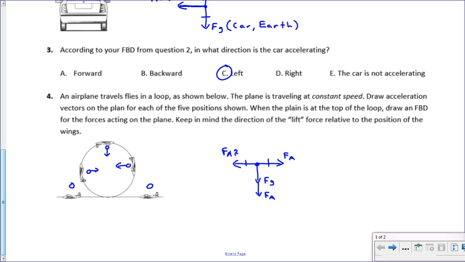You could have left off the propulsion and the air resistance force in this one and just had the two downward forces. I think that would have made sense as well. But as it's an airplane and it's going pretty fast, it probably would have air resistance and something continuing to push it forward.